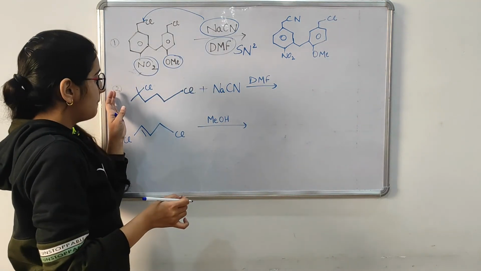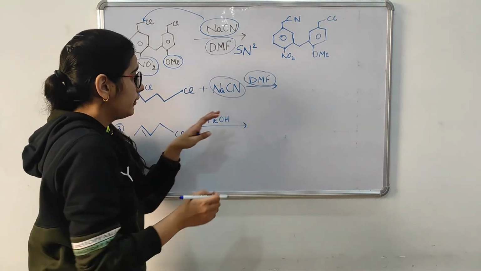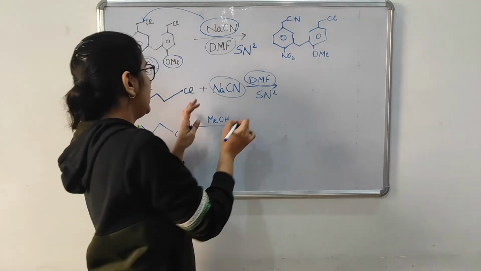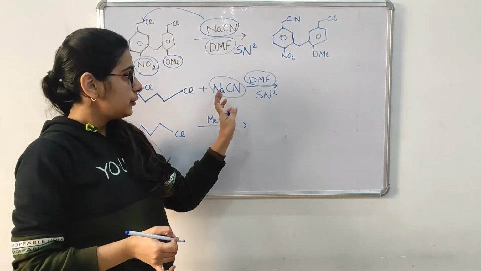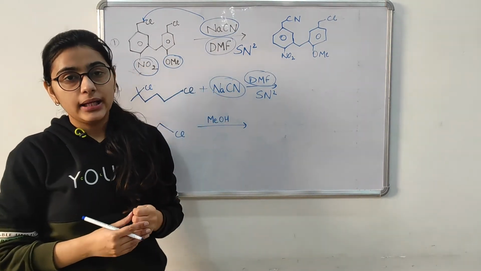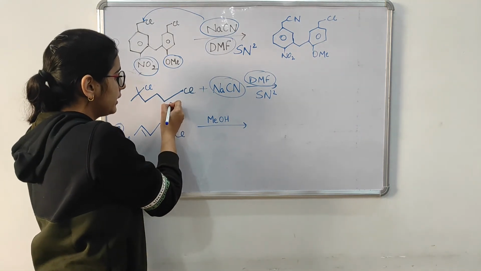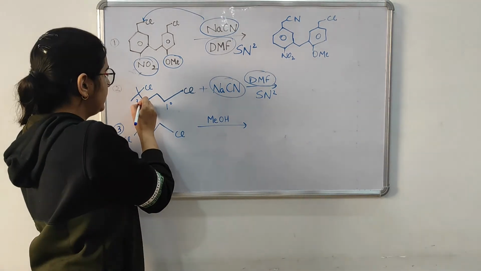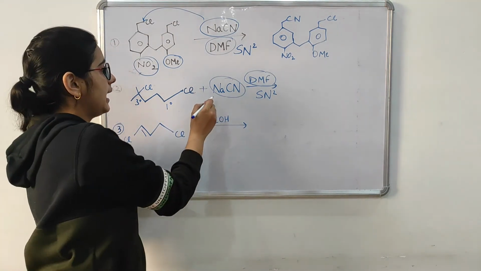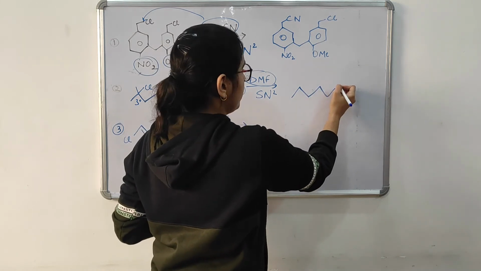Now our second example: there is a nucleophile and a polar aprotic solvent, so this reaction will be SN2. Here also we have two chlorine atoms. As you know, in SN2, the nucleophile will attack the carbon atom where there is less steric hindrance. This is our 1 degree carbon atom and this is our 3 degree carbon atom. So obviously this nucleophile NaCN will attack on this carbon atom and we will get this product.